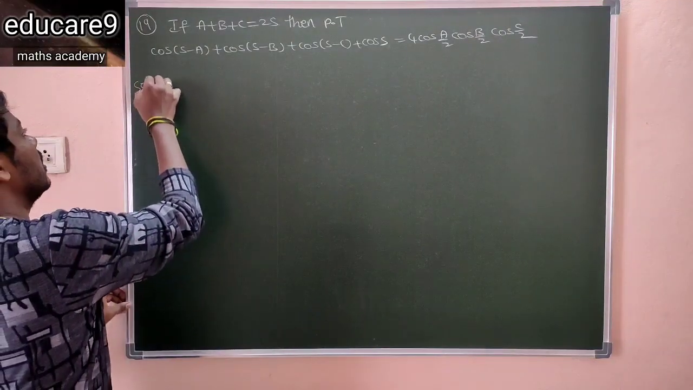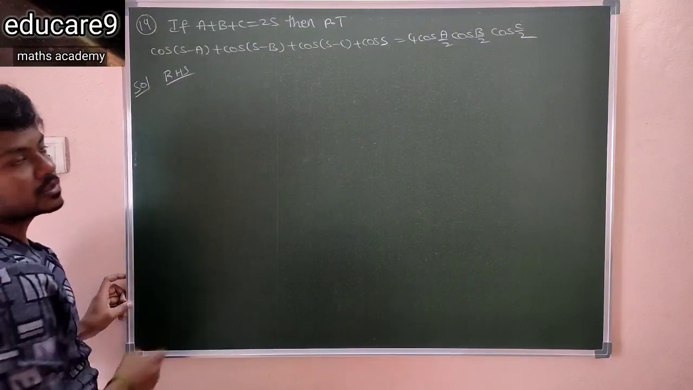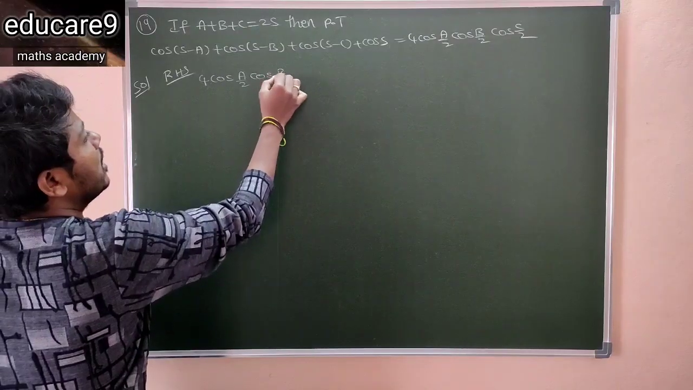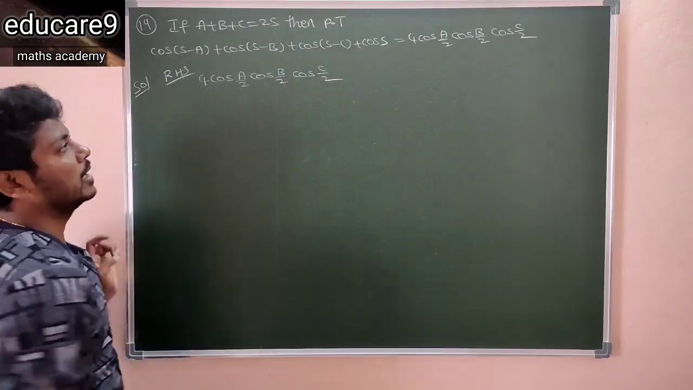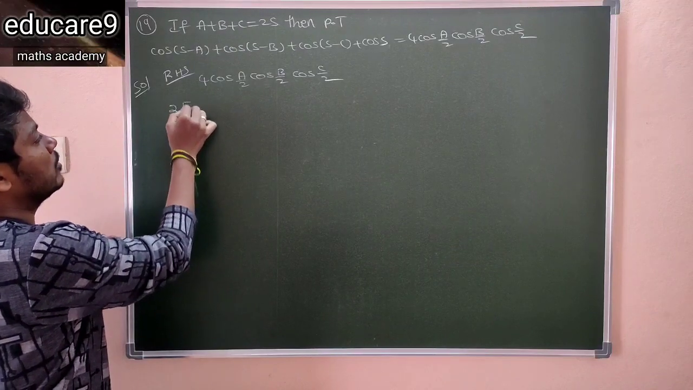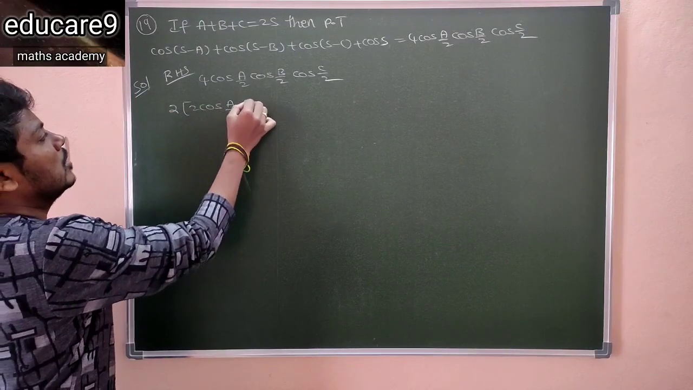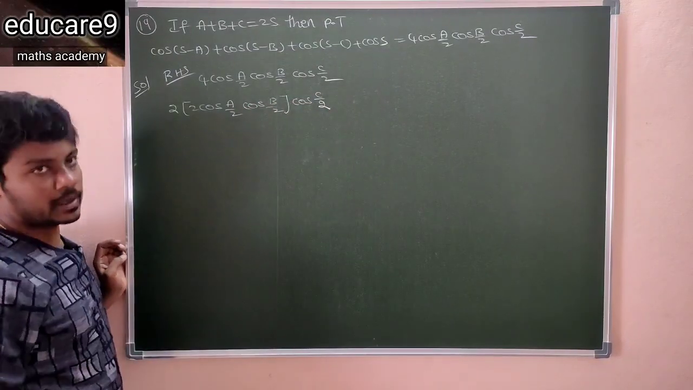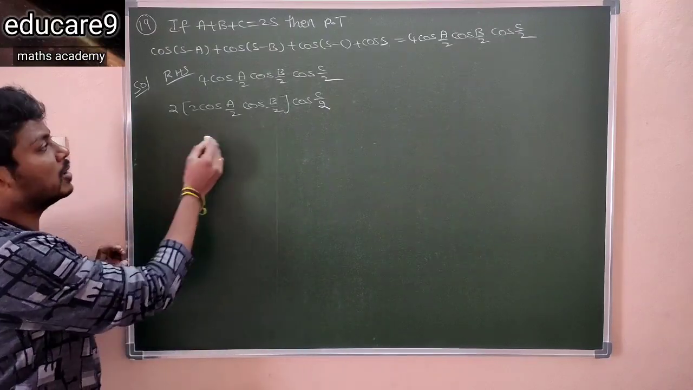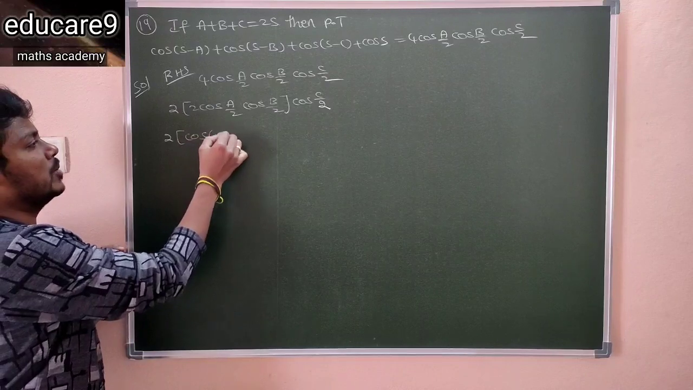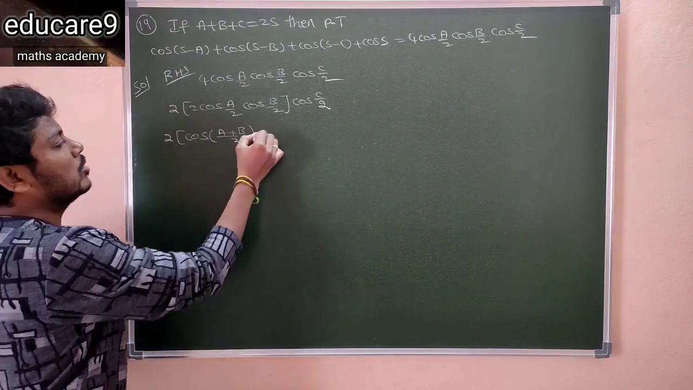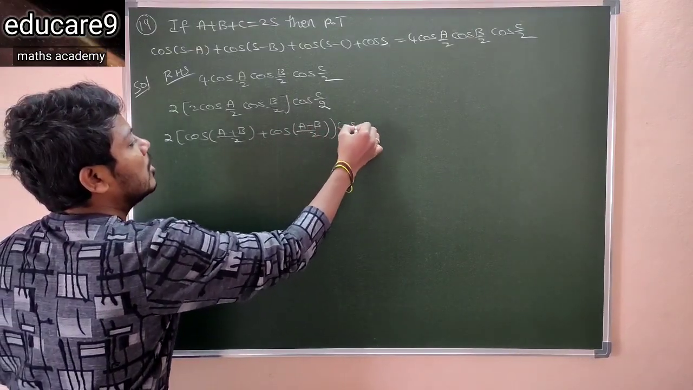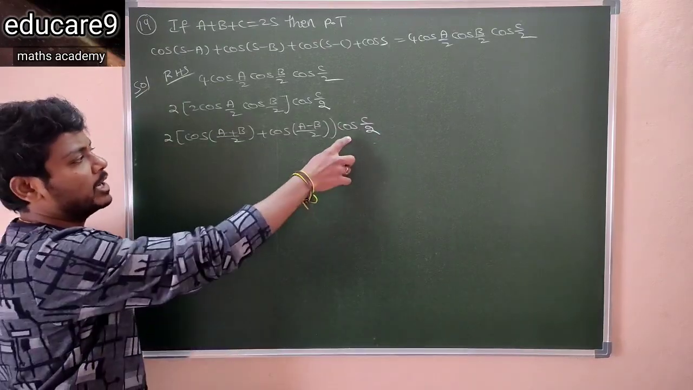So see a solution. So consider RHS. So what is that? 4 cos a by 2 cos b by 2 cos c by 2. Now this can be written as 2 into 2 cos a by 2 cos b by 2 into cos c by 2. Now we have to apply 2 cos a cos b form. So this is what? Cos of a plus b by 2 plus cos of a minus b by 2 into cos of c by 2. And again multiply cos c by 2 inside.